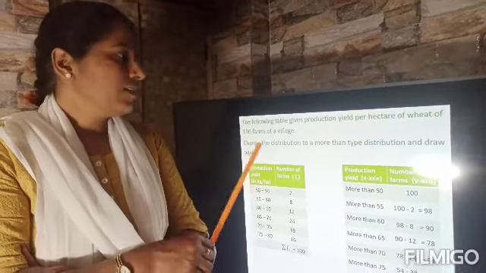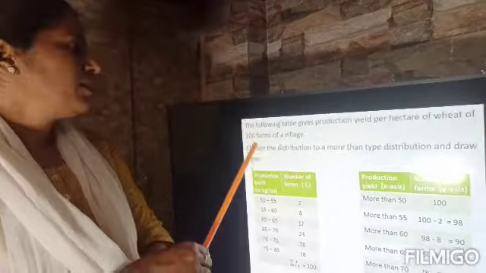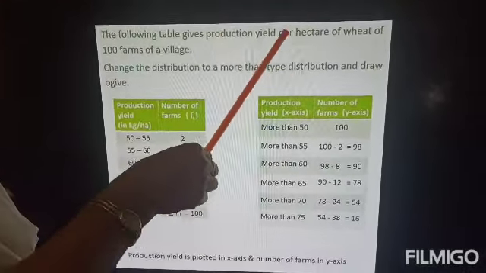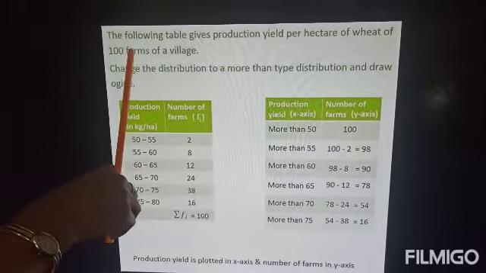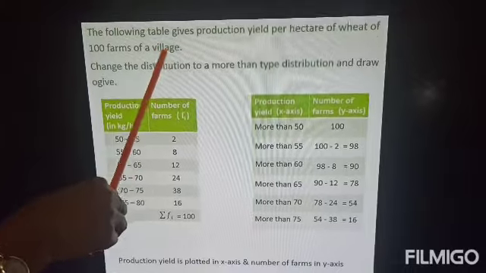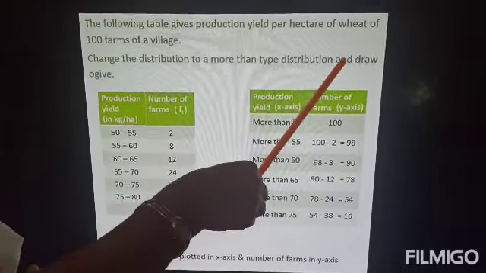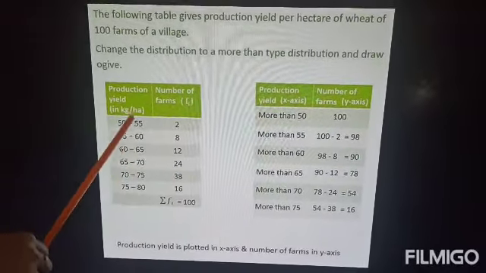Students, next I will teach ogive. How to draw an ogive. Okay. See here. The following table gives the production yield per hectare of wheat of 100 farms of a village. Change the distribution to a more than type distribution and draw the ogive. This is the given question.